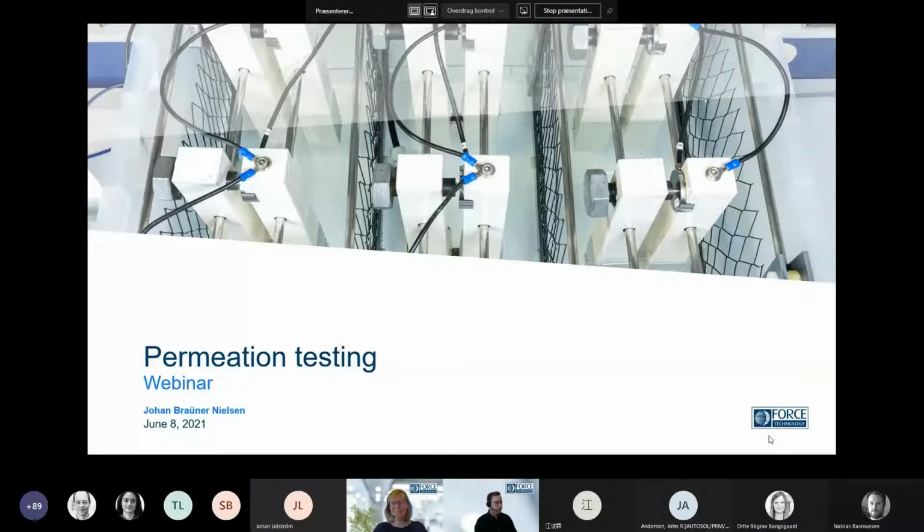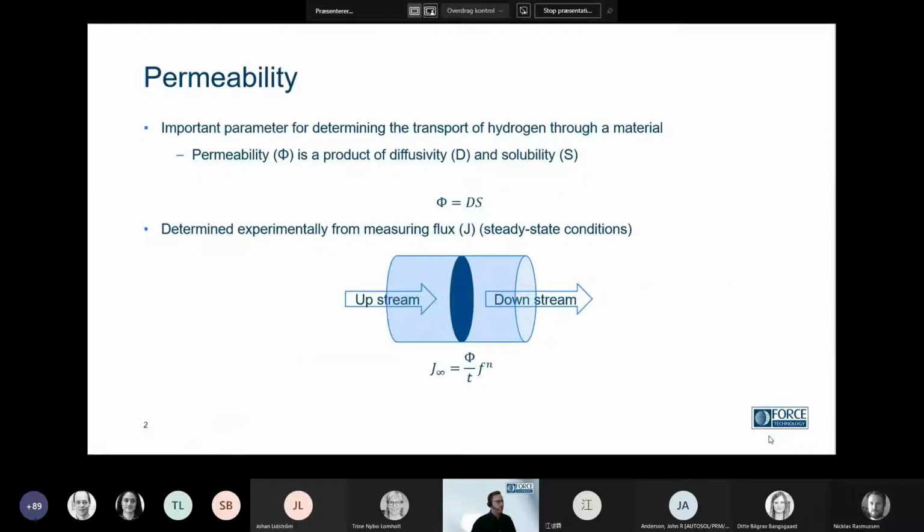So yeah, I will, as advertised, talk a little bit about permeation testing. To start out, let's all get on the same page on permeability. What is it? First off, it's a quite important parameter for determining the transport of hydrogen through a material. It is actually the product of the diffusivity and the solubility.